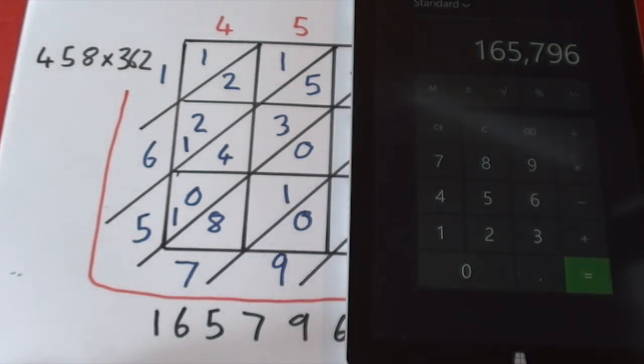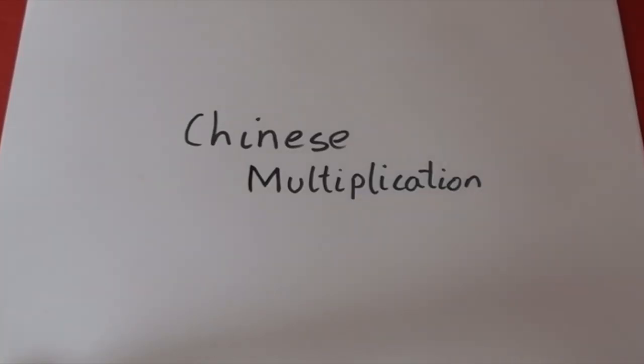So 458 times 362. This is a very useful form of multiplication as it only involves single digit multiplication and single digit addition. The number is easily read round and there's no large number addition at the end.